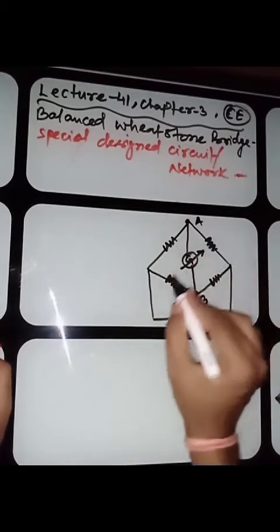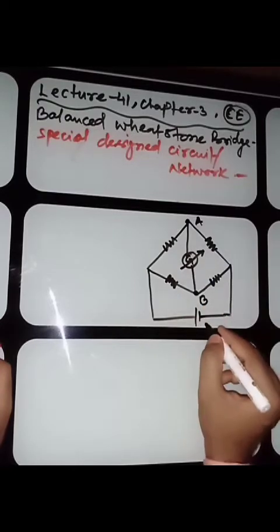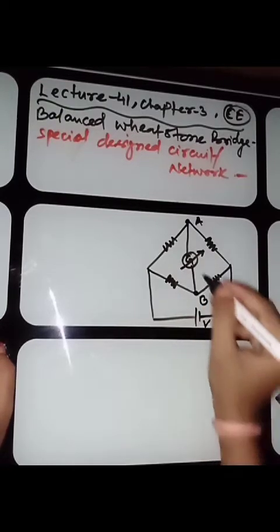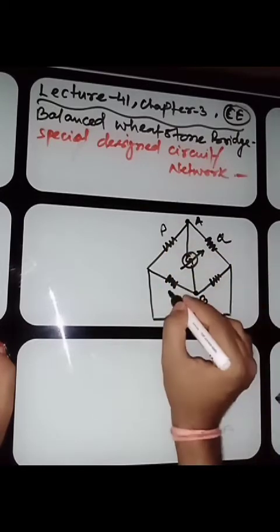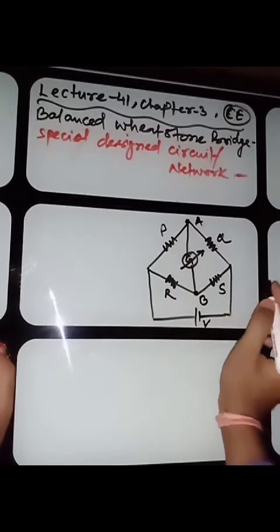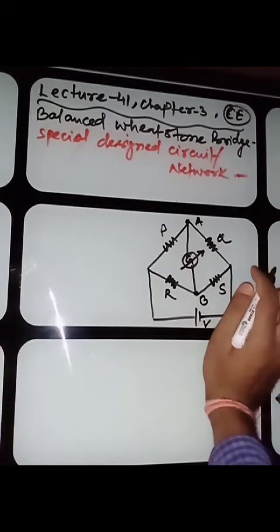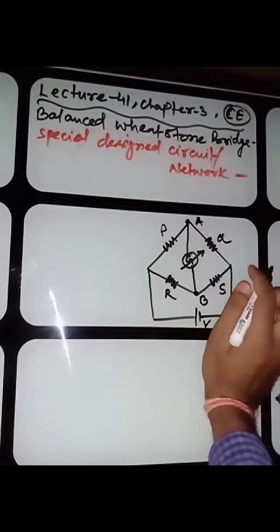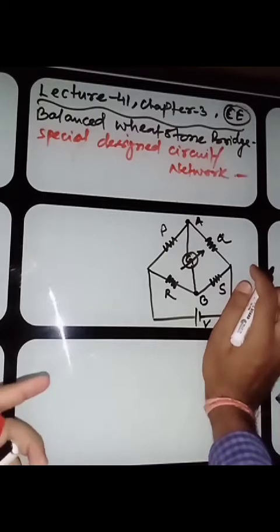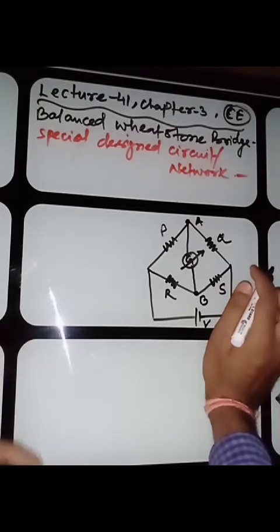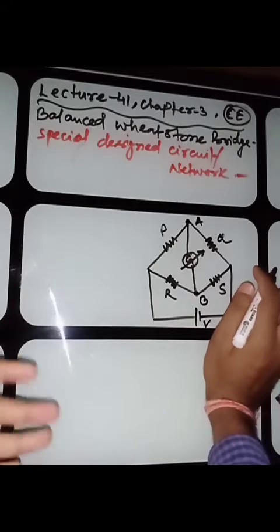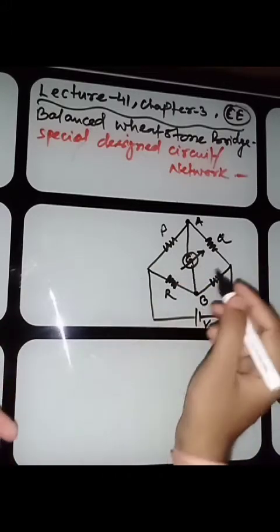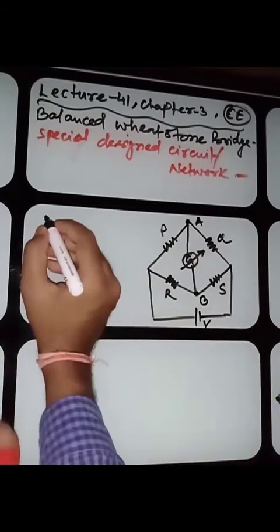Now these are the 4-arm resistors of this Wheatstone bridge. Here you can apply a battery of voltage V. The 4 resistors, I'm giving the names P ohm, Q ohm, R ohm and S ohm. Now you don't have to study in detail about the unbalanced Wheatstone bridge, which we solve with KVL or KCL. Here we are going to study the balanced Wheatstone bridge.